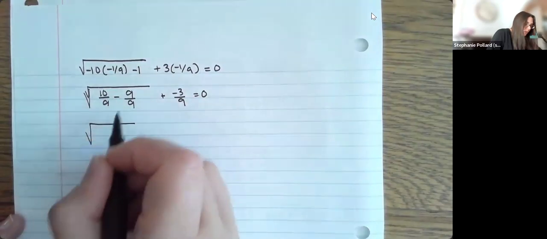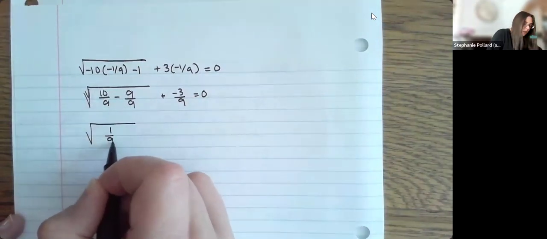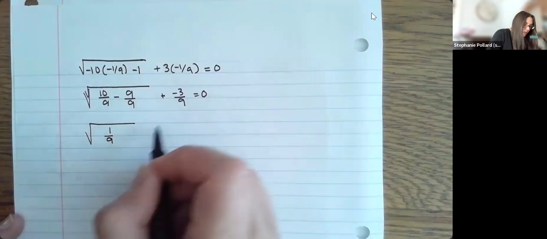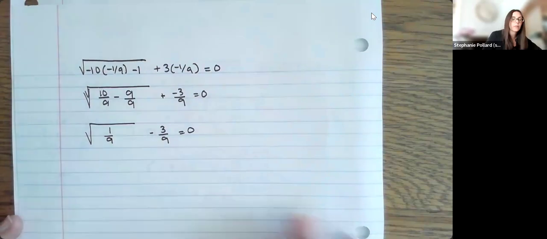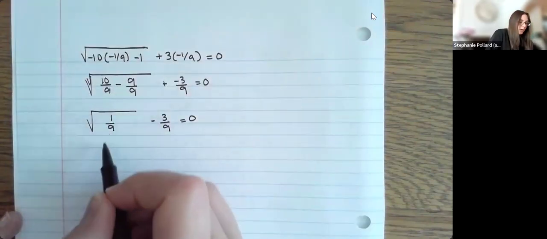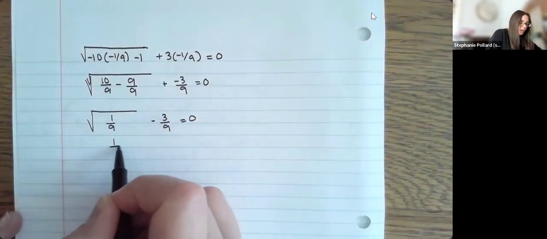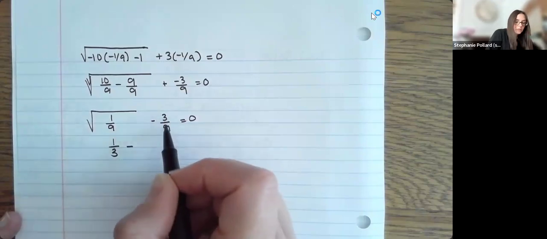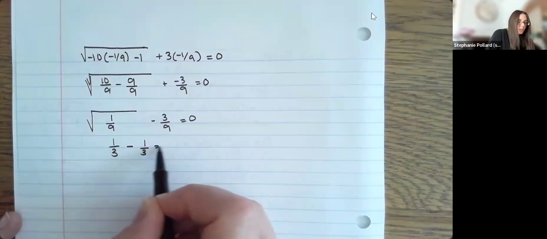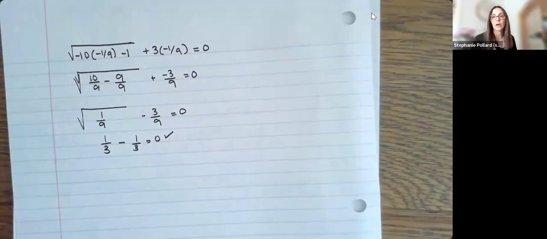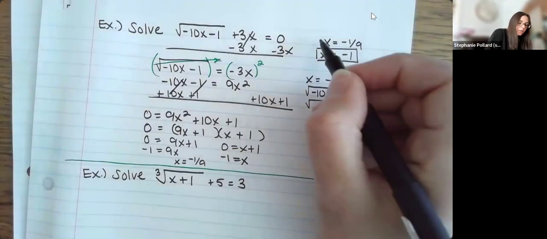10 minus 9 is 1. So this becomes the square root of 1/9. And this becomes -3/9. Now the square root of 1/9, remember, I can break this down to the square root of 1 over the square root of 9. So that becomes 1/3. This I can also divide by 3/3, and I have 1/3. So I do get that this one also checks out. So for this particular example, both of these solutions are correct.